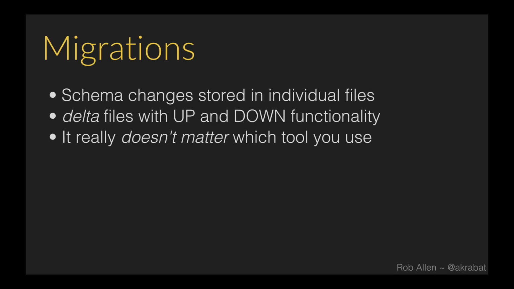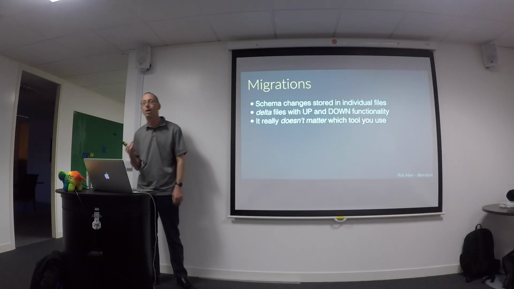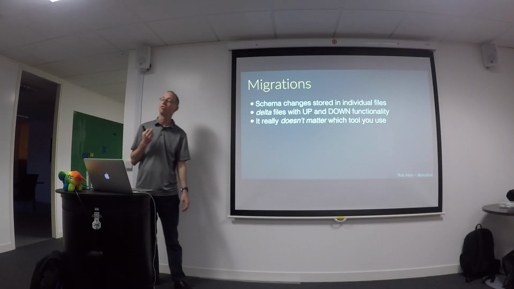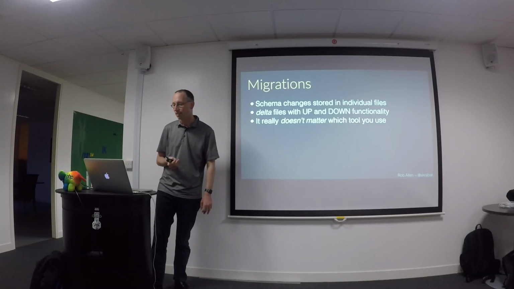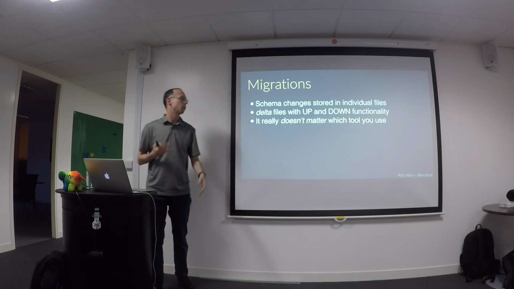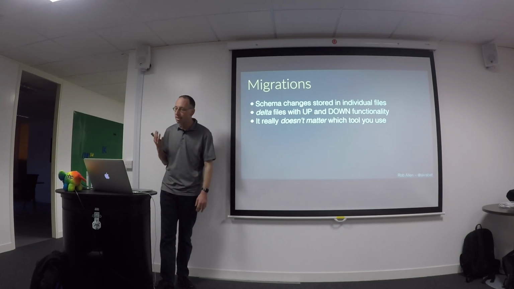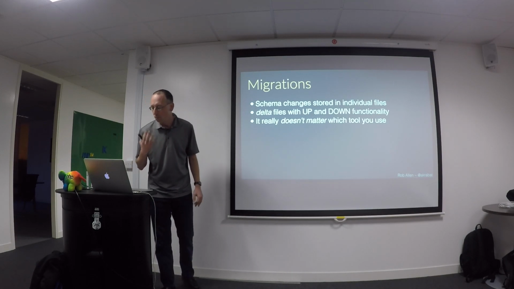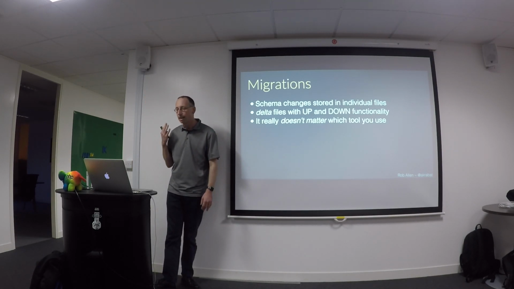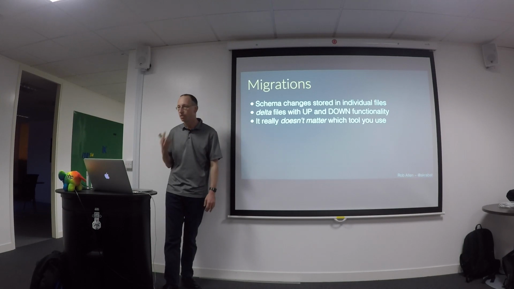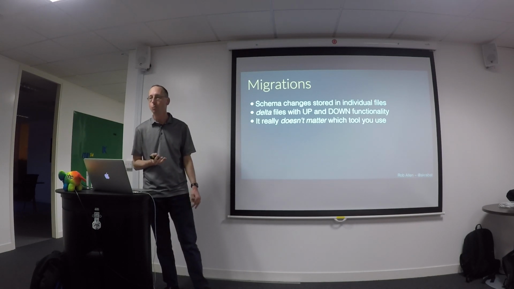So the system is called migrations. You have an automated and repeatable way to make changes to your database as well. It is as important as changes to your code base. Migrations are fairly simple. We just store our schema changes in individual files. They call them Delta files, and they have up and down functionality. So we have the idea that we can roll back as well as roll forward.